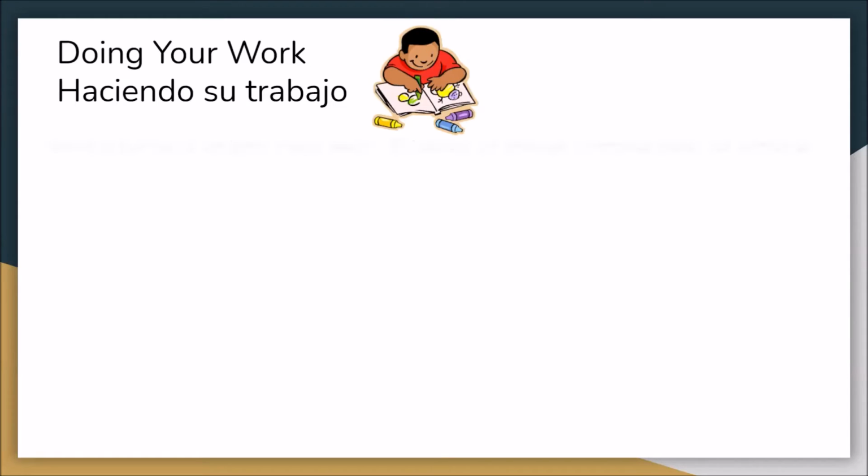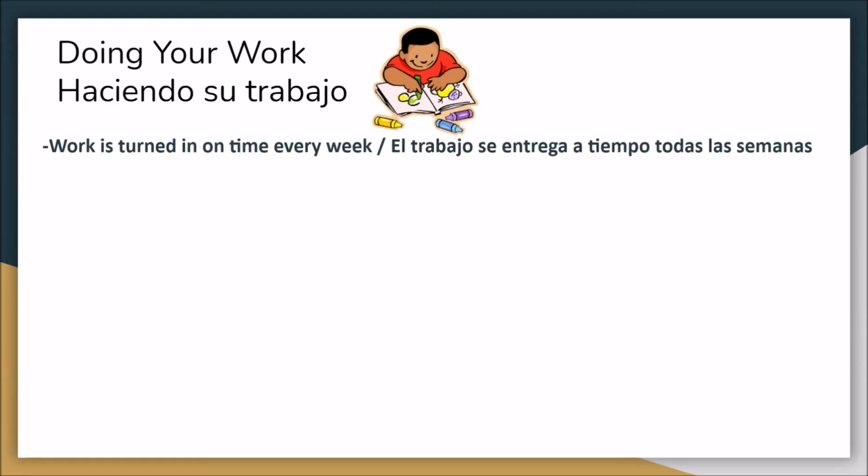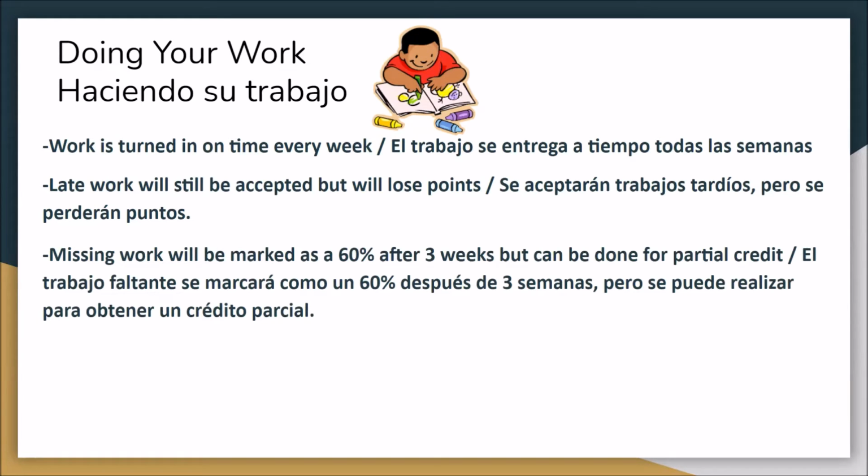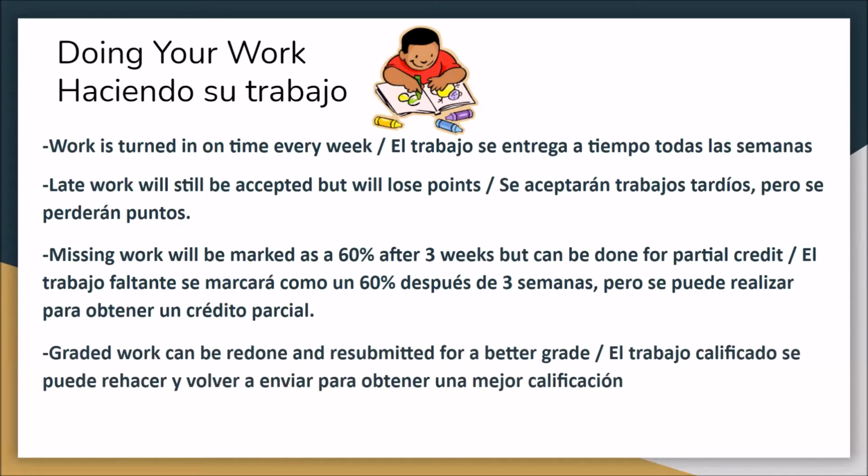So doing your work. Okay, it is expected that you turn in your work on time every week. Every Friday, you should be turning in an art assignment. Late work will still be accepted, but it will lose points. Part of your grade is, are you following directions? And one of my biggest directions is turn your work in on time. If you don't do your work, missed work will be marked as a 60% after 3 weeks. You can always go back and do it for partial credit. If you missed the assignment, I will send you reminders through Google Classroom to remind you to work on the assignment. All graded work can be redone and resubmitted for a better grade.